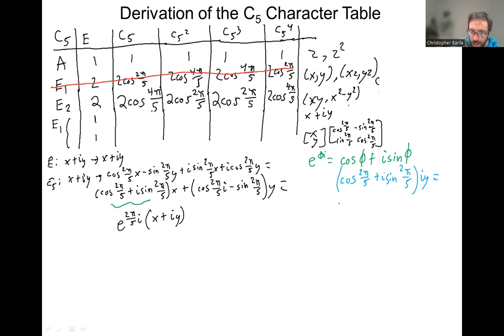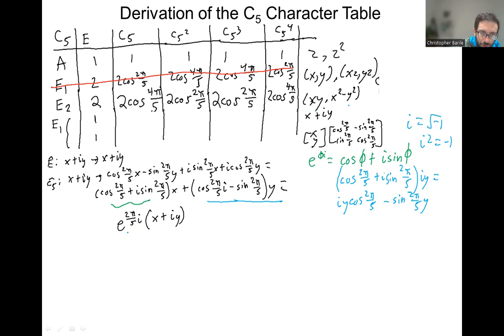So that gets you iy cosine 2 pi over 5. And then you're going to get I squared y here. Well, remember, I is the square root of -1, so I squared is -1. So you're going to get a minus sign there. So you end up getting minus sine 2 pi over 5 y, which is exactly this term there. And then there's cosine 2 pi over 5 times iy, which is cosine 2 pi over 5 i times y. So indeed, this is true.